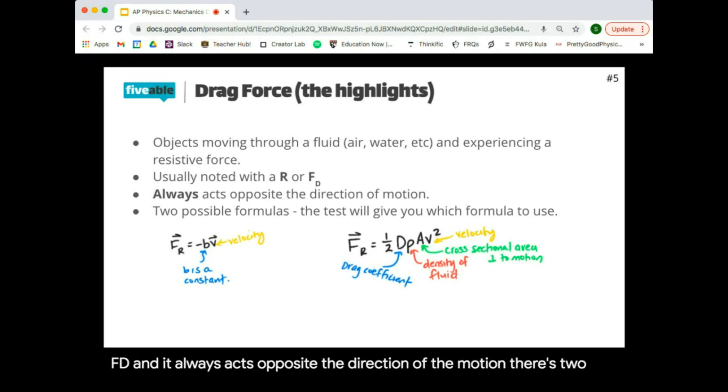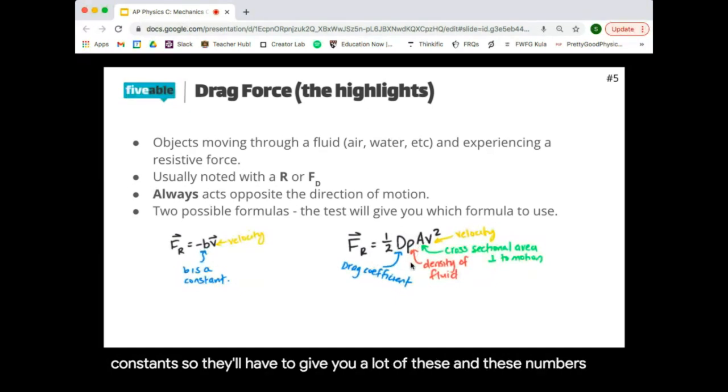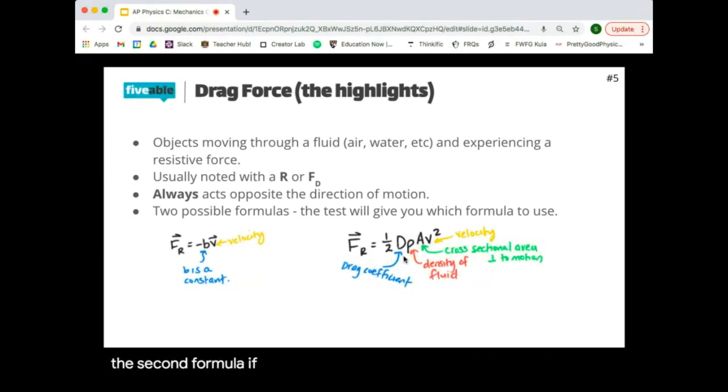There's two possible formulas for it. Pretty much always you're going to see this first one, but I wanted to just show you that there is a second one in case you happen to see that on the test. You don't freak out about it. It's more complicated, but most of them are constants. So they'll have to give you a lot of these numbers for this second formula if it is what they want you to do. But most of the time you're going to see it as this first formula.